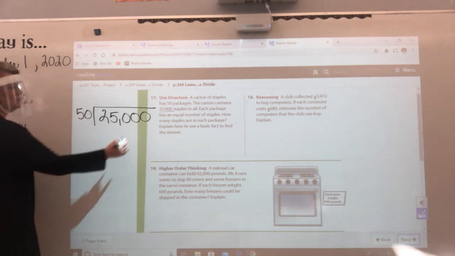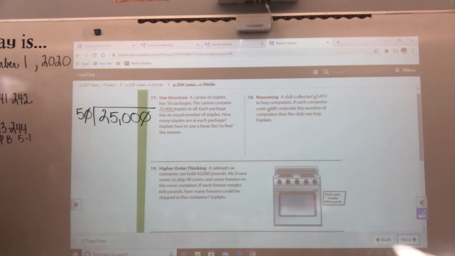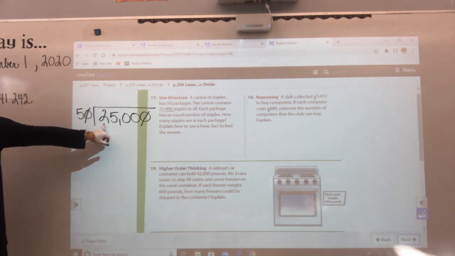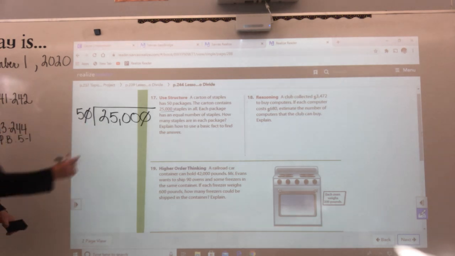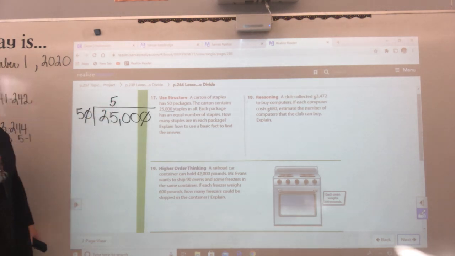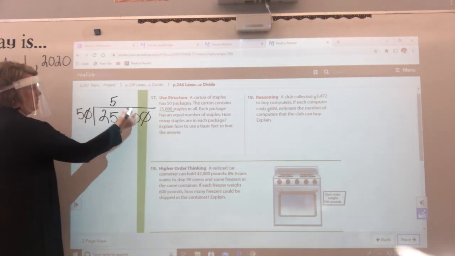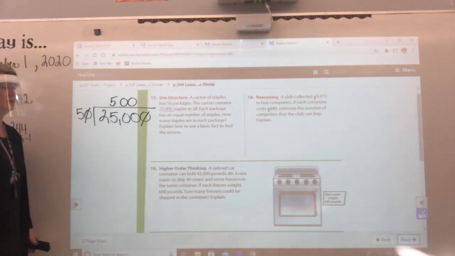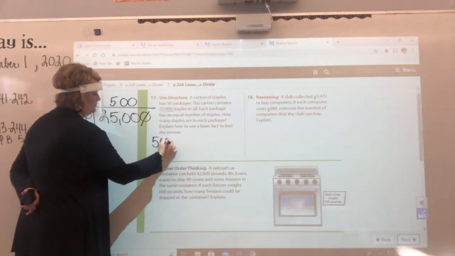And right off the bat, you're going to get rid of this 0 and this 0. Is 5 times anything ever going to get you 2? No. Is 5 times anything ever going to get you 25? Yes. What? 5. Good. And that goes there. And how many zeros do you have left? 2. There's your answer. 500 goes in each package. But we're not done.